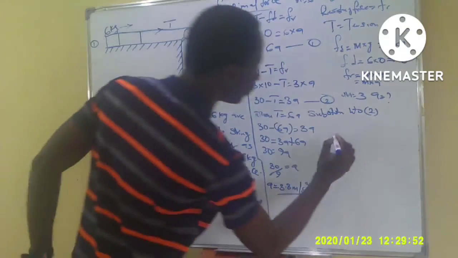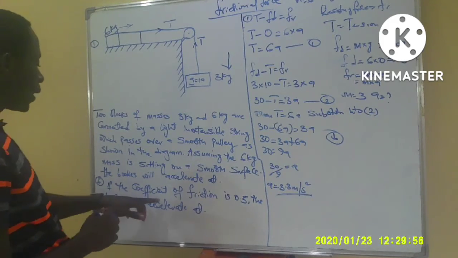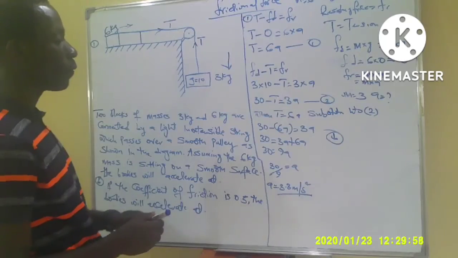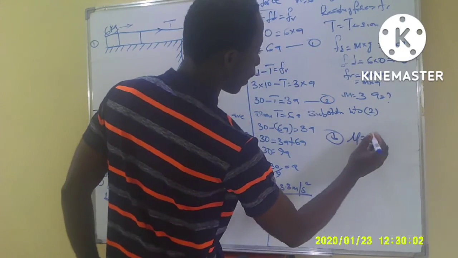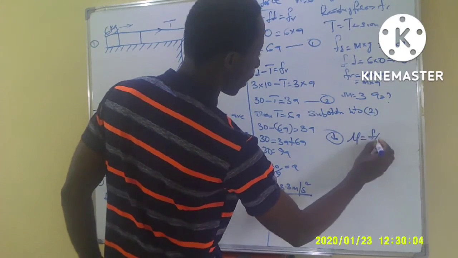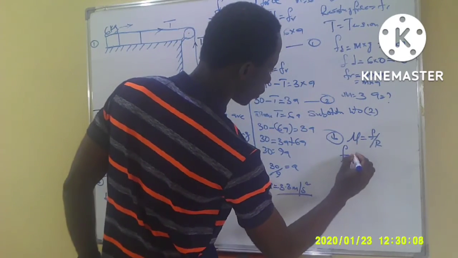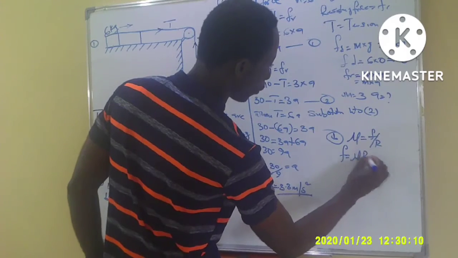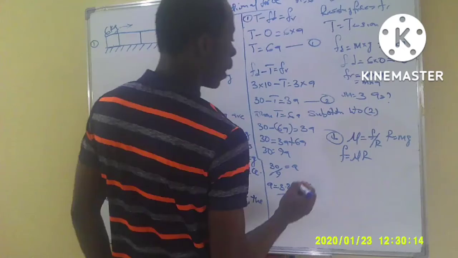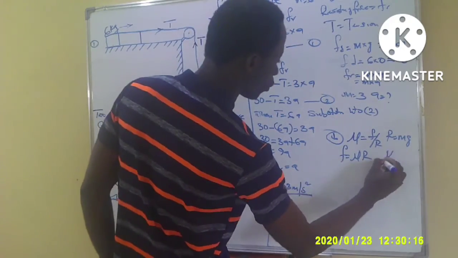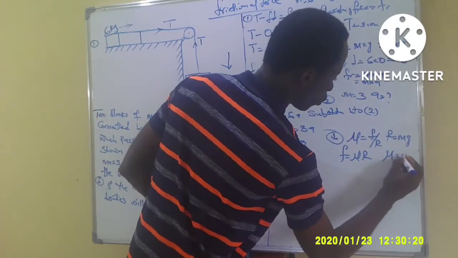Now let's go to B. Part B of this question says that the coefficient of friction is 0.5. Remember, coefficient of friction is equal to F over R. So what is F? F is equal to mu R. And what is R? R is equal to mg. They gave us the coefficient of friction from the question as 0.5.